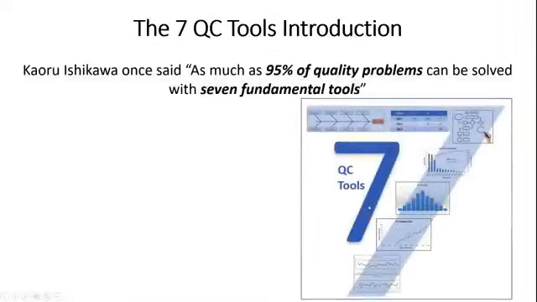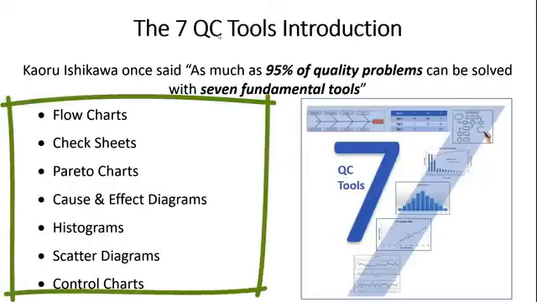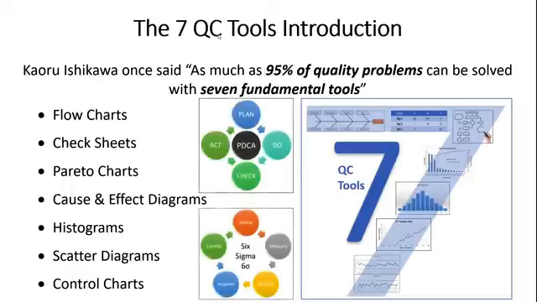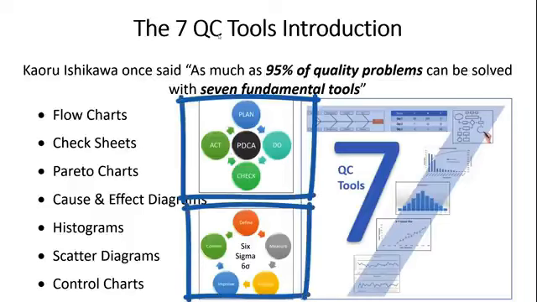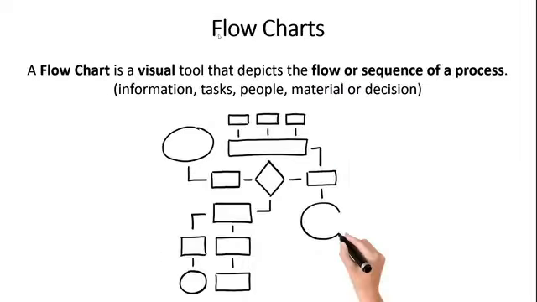So the 7 QC tools, I love this quote from Kaoru Ishikawa, who said, as much as 95% of quality problems can be solved with 7 fundamental tools. And I absolutely agree with that. I think these tools are probably the 7 most powerful tools. Whether you're talking about green belt or black belt or quality engineering, it doesn't matter. These 7 tools are incredibly powerful for solving problems and making improvements. And this is a really important topic. By the way, as we go through this, I'll make sure to talk about where we're at in something like the Plan, Do, Check, Act or the DMAIC cycle. We're going to solve a problem with our toaster, and we'll use either the DMAIC or the Plan, Do, Check, Act process to do it. All right, let's get into it.